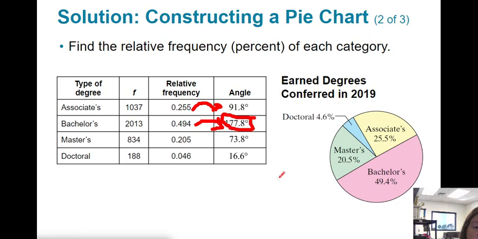177.8 is a little less than 180, so we know from geometry that 180 should be a straight shot across, so make it a little less than that. If there's not enough room in a pie slice, then you just label it outside.